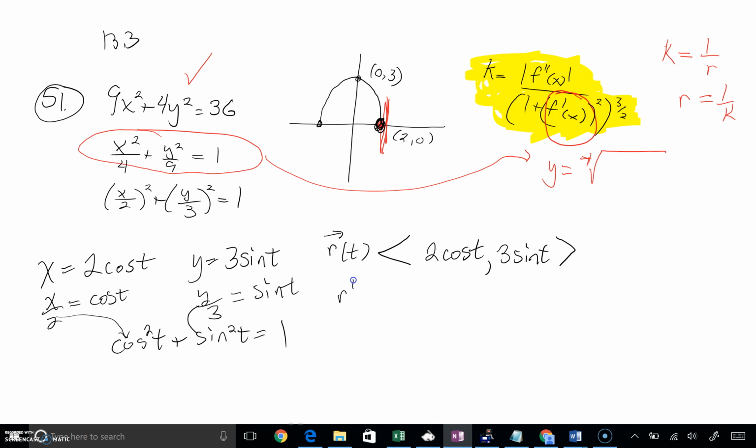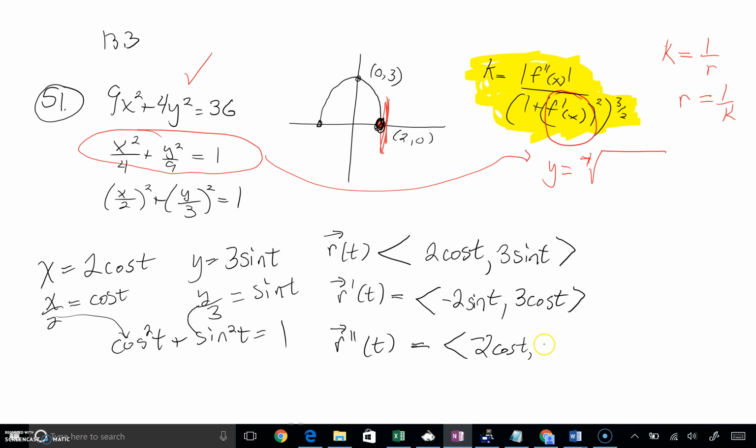Let's real quickly talk about r prime of t. If I took r prime of t, we'd get negative 2 sine of t, 3 cosine of t. And by the way, we're going to go one step further too. We're going to go to r double prime of t. If we took that second derivative, we'd have negative 2 cosine of t, negative 3 sine of t.